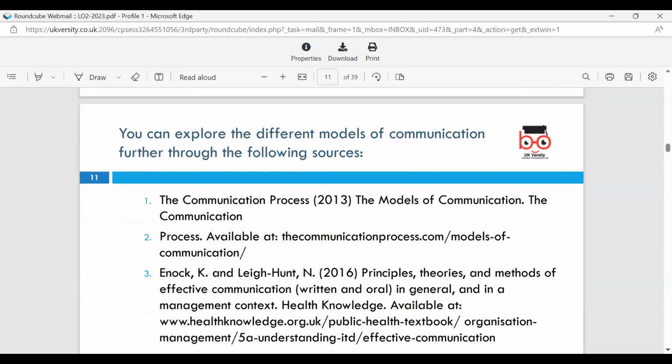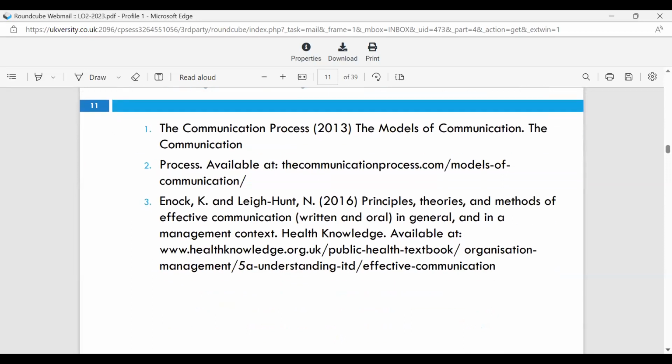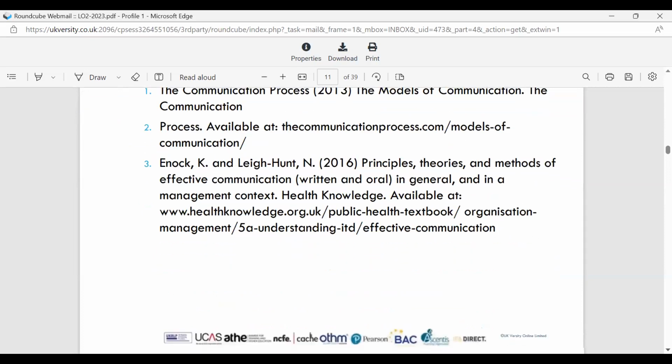You can explore the different models of communication through further sources. So we have the Communication Process 2013, models of communication. The process is available at communicationprocess.com, models of communication, and the source is E.K. and Lee Hunt, Principles, Theories, and Methods of Effective Communication. So if you need to have a look at the communication process, that's the link to go to.